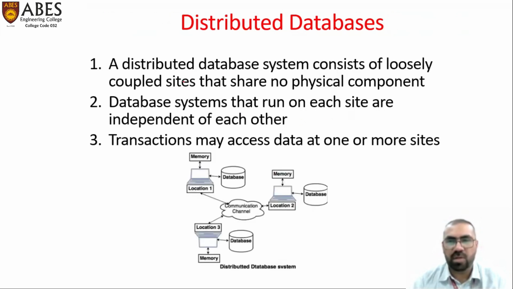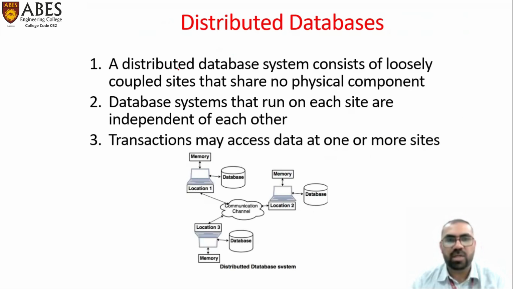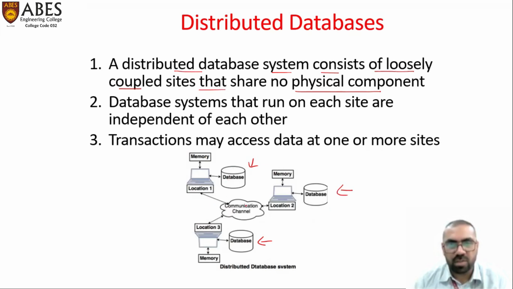By the name, distributed, we are distributing it somewhere. So what it says is a distributed database system consists of loosely coupled sites that share no physical components. If you see this, the database systems that run on each site are independent of each other. We have one database here, one here, one here. They're independent of each other because there is only one thing, the communication channel.